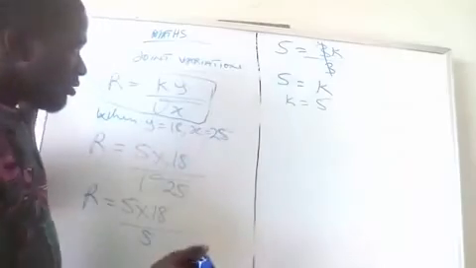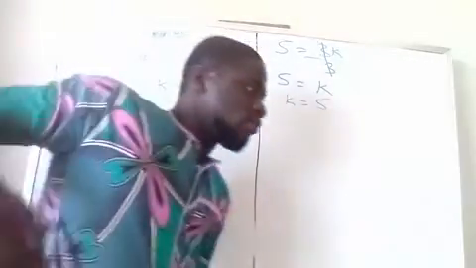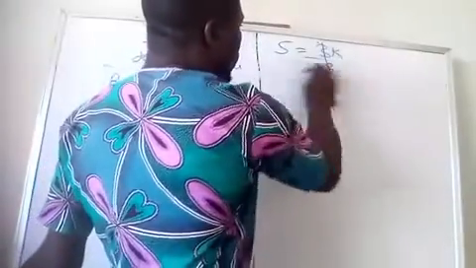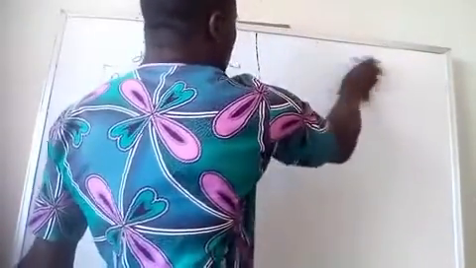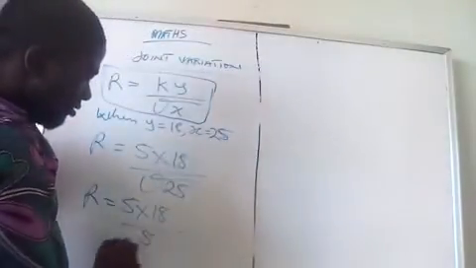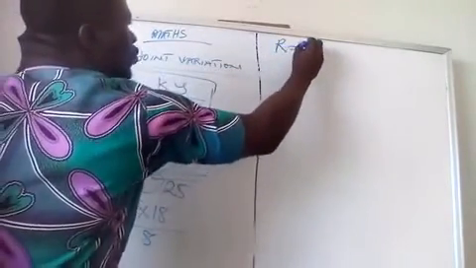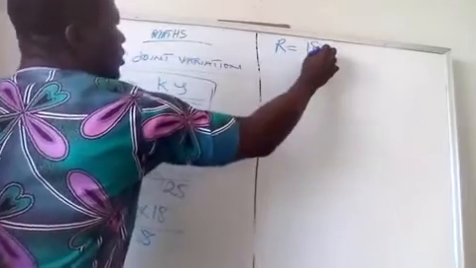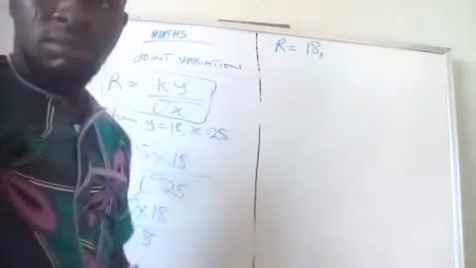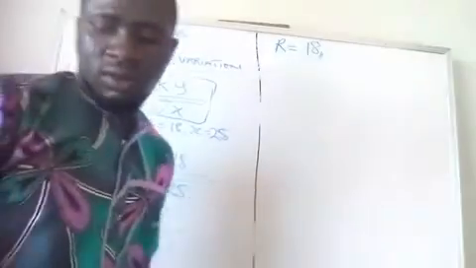With this now, I think we have gone far. What we will do now is just to cancel 5. When 5 cancels 5, we are left with R equal to 18. That's the answer for the second part of the question.